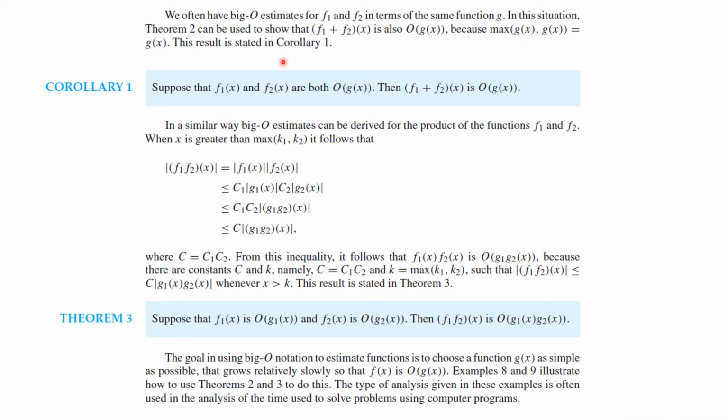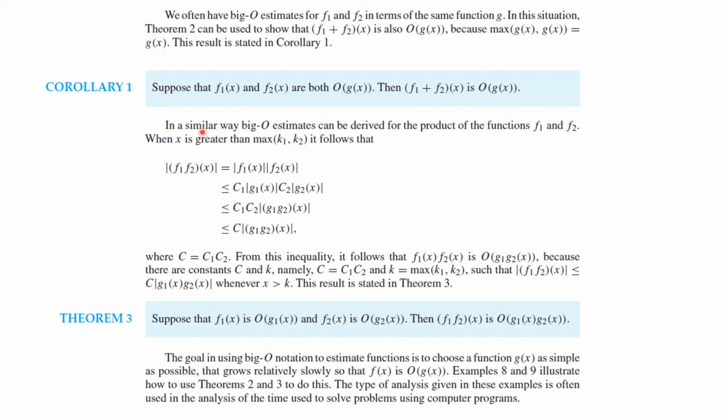We often have big O estimates for f1 and f2 in terms of the same function g. We didn't in the last example, but often we do. In this situation, and this is called a corollary, suppose both of these functions are big O of the same function g of x. Then the sum of these functions is also big O of g of x, because these are going to be the constant C we need.